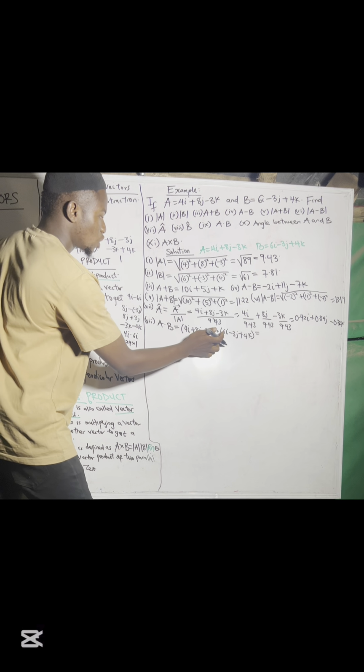Also, I'm doing 8j dot minus 3j. So that simply means I'm doing 8 times minus 3, that is minus 24. j dot j, that is 1. So this is minus 24 times 1, so that is what? Minus 24.